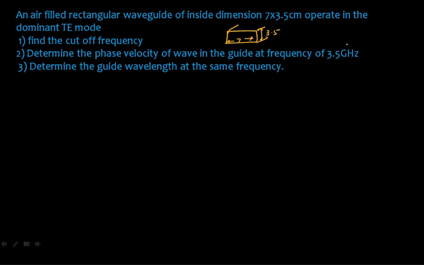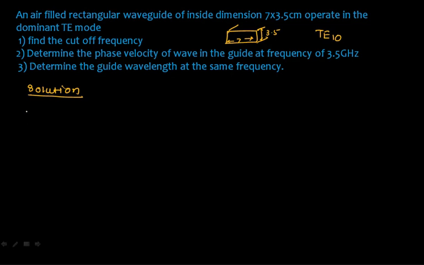As I have already given you, the dominant mode of TE is the 1-0 mode. So if I want to write the solution for this problem, the first thing I'm going to find out is the cutoff frequency, and then determine the phase velocity, Vp, where the frequency is given as 3.5 gigahertz. And third, determine the guide wavelength at the same frequency. Same means 3.5 gigahertz.